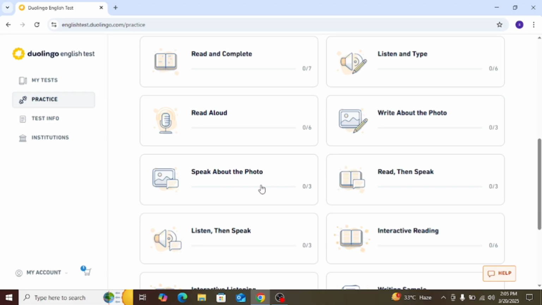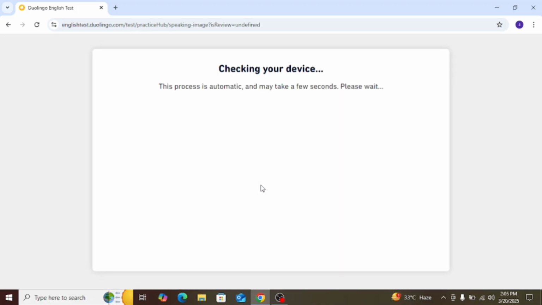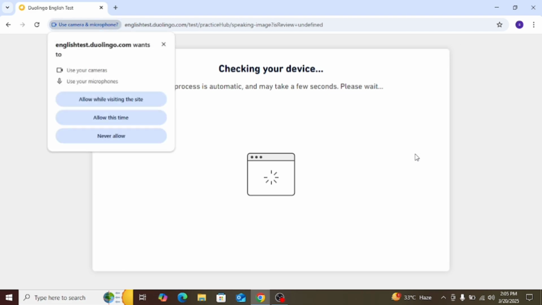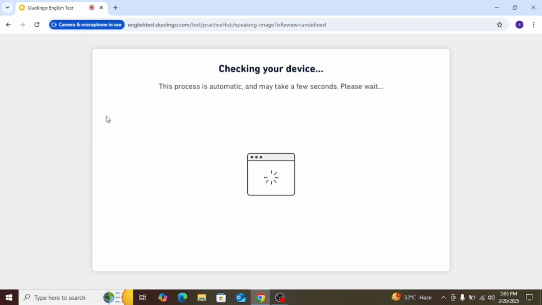Okay, let's see what the speak about the photo task is. What kind of questions are there?